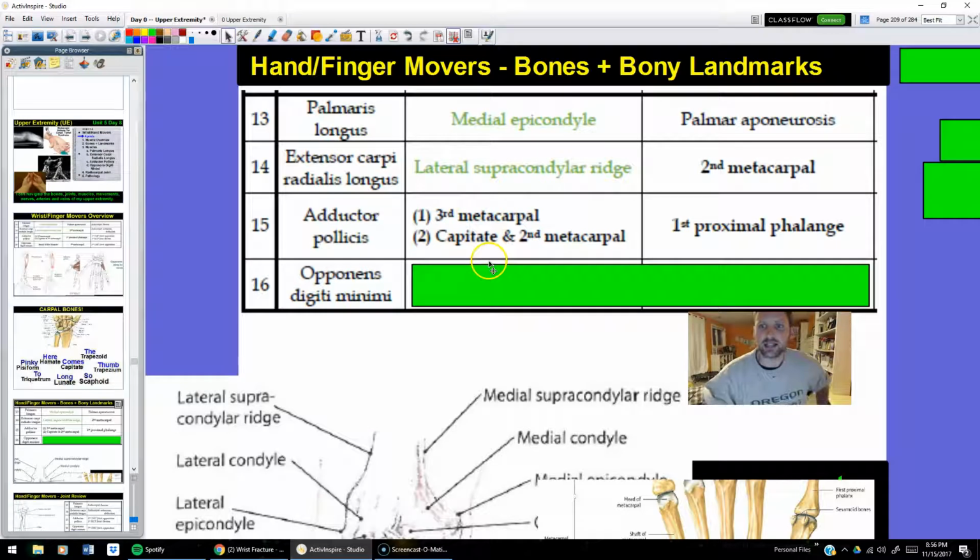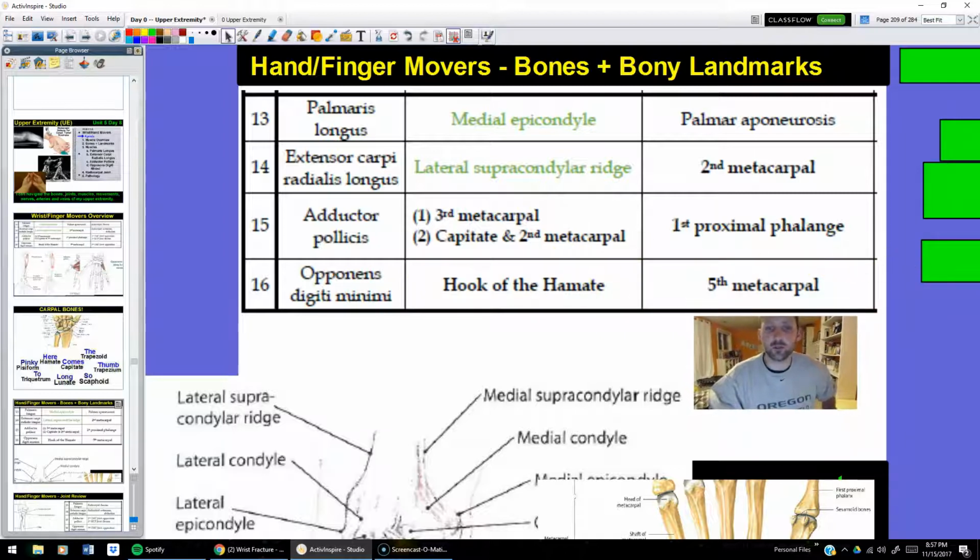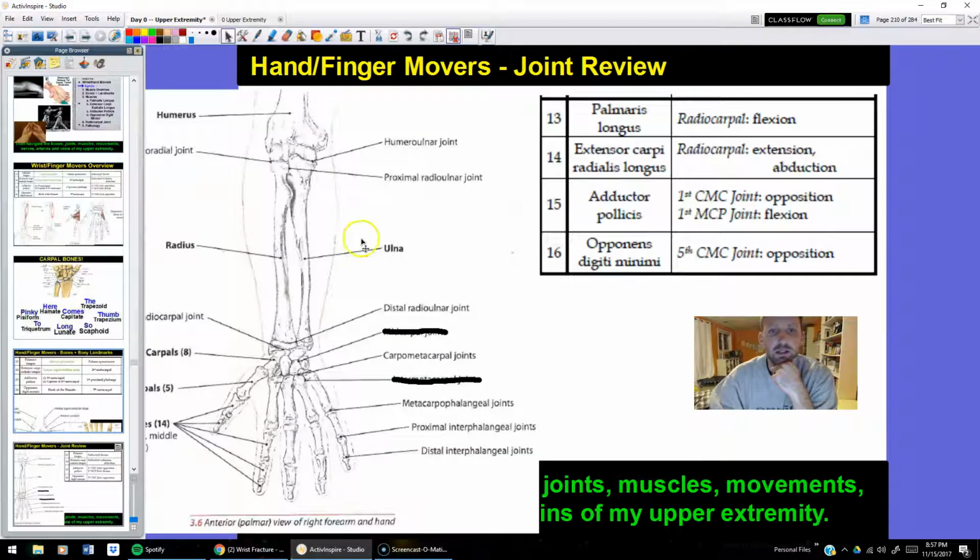Adductor pollicis has several origins and insertions that I think you can get from what we've talked about in the past. Again, review the carpal bone section, the hand section in your muscle packet. I've included those bones for your review. Also, the opponens digiti minimi originates on the hook of the hamate and inserts on the 5th metacarpal. And those we've talked about before. Come and see me if those are still a mystery to you.